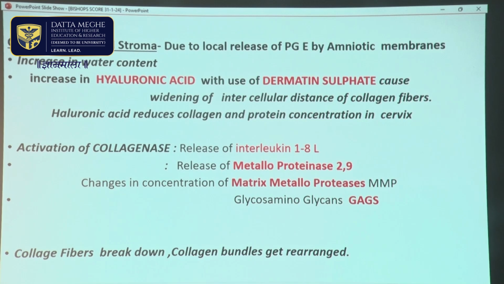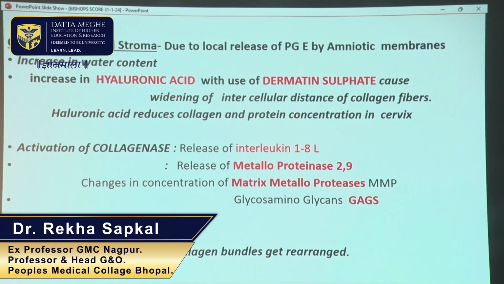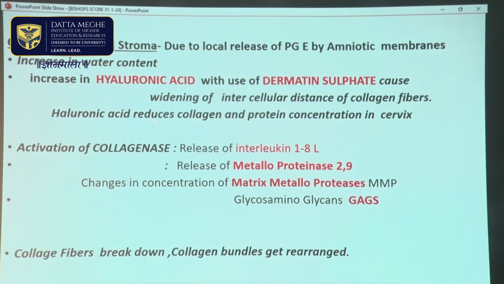Why do these changes occur in the cervix at term? There is local release of prostaglandin E2 by the amniotic membrane, which causes an increase in water content. There is an increase in hyaluronic acid along with dermatan sulfate, and with this increase in hyaluronic content of the cervical matrix, there is widening of the intercellular distance of collagen fibers. This hyaluronic acid reduces the collagen and the protein concentration in the cervix, with activation of the collagenase enzyme.